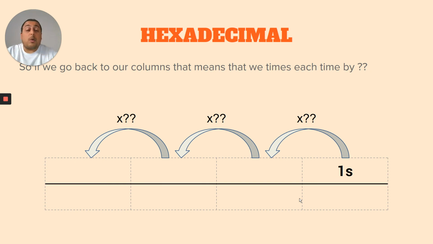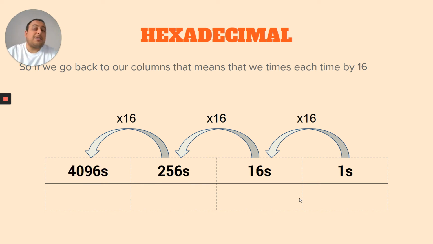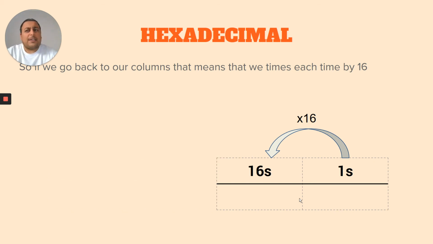If we go back to our columns, that means that we go up in 16s. So 1 times 16 gives us 16. 16 times 16 gives us 256. And 256 times 16 gives us 4,096. Thankfully, we only have to deal with those first two columns, okay? So don't worry too much. Nice and easy, these ones, okay?